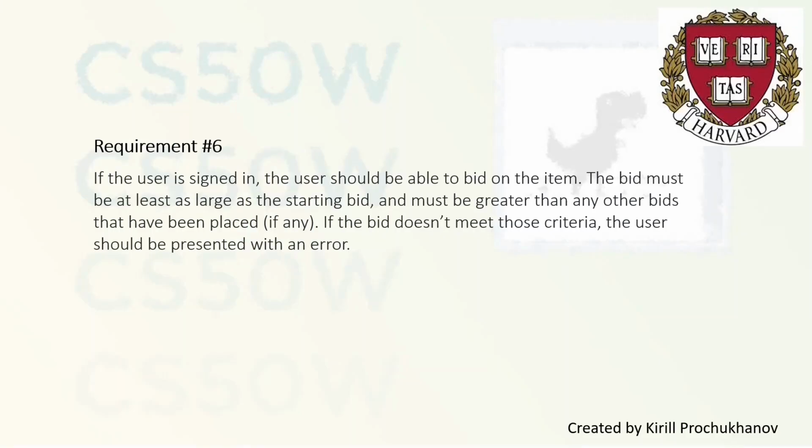Next, requirement 6. If the user is signed in, the user should be able to bid on the item. The bid must be at least as large as the starting bid and must be greater than any other bids that have been placed, if any. If the bid doesn't meet those criteria, the user should be presented with an error.